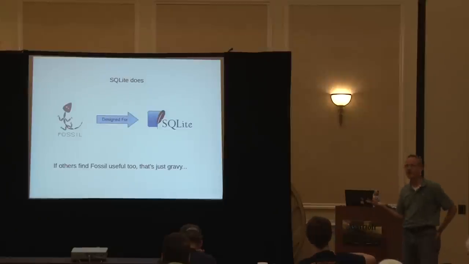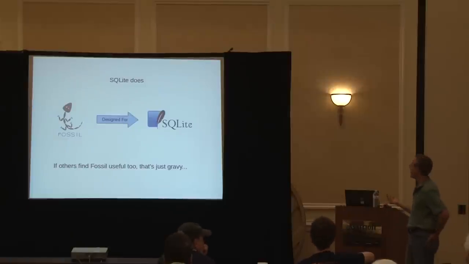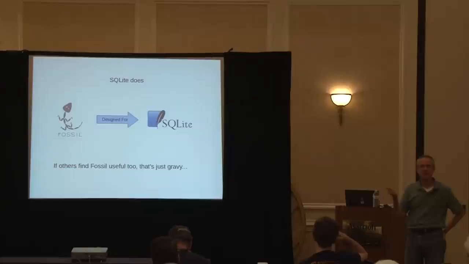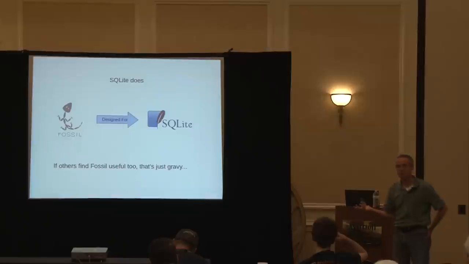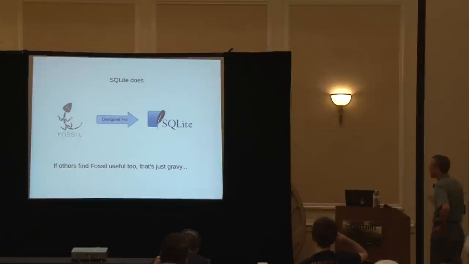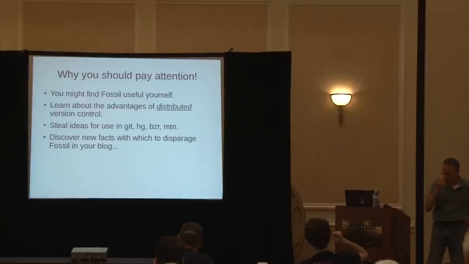I spent most of my time working on SQLite, and I felt like I did, because these other version control systems were not meeting my needs. So I wrote Fossil specifically to meet the needs of the SQLite development that we're doing. And if other people find it useful, that's just great. But why should you pay attention to this? You're not necessarily developing SQLite, so why do you care? Well, a lot of people have found that Fossil is useful for themselves, and so you might be among that group.